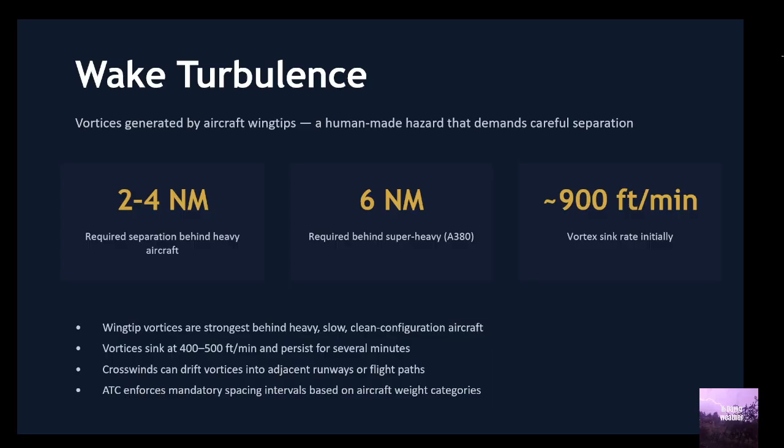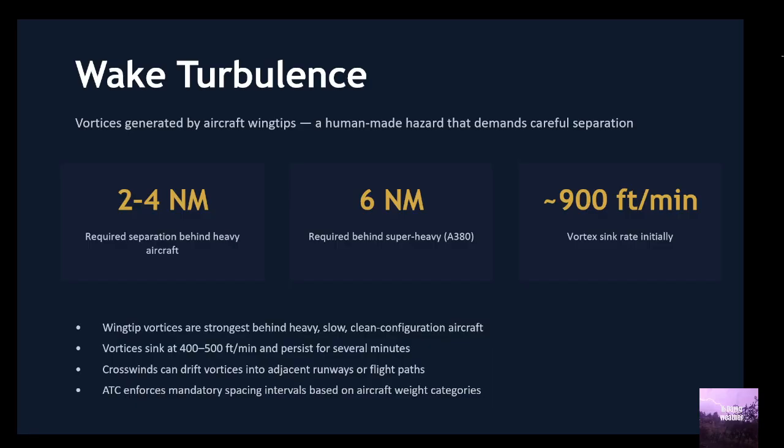Wake turbulence. Vortices generated by aircraft wingtips, a human-made hazard that demands careful separation. 2 to 4 nm required separation behind heavy aircraft. 6 nm, which is nautical miles, required behind the super heavy A380. 900 feet minimum vortex sink rate initially.